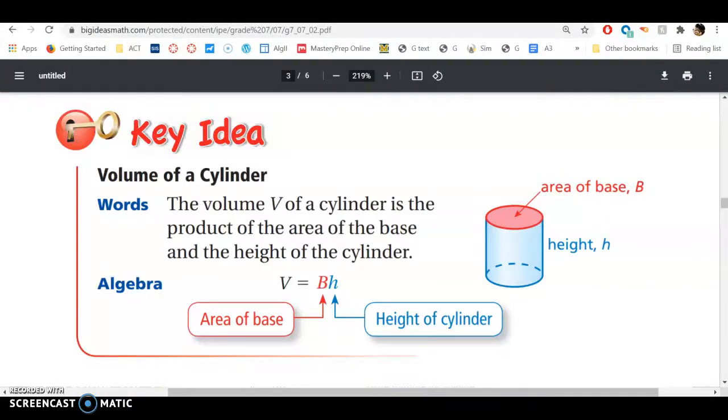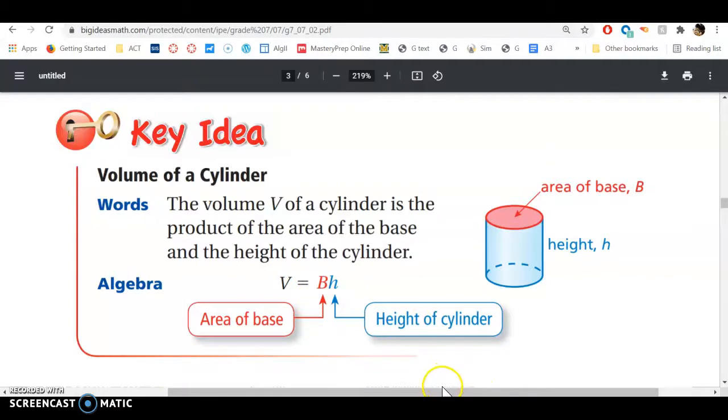Oh my goodness. We have volume of a cylinder today. Okay. So copy this picture down and the definition. Oh my goodness, look. The volume equation is still the same. Volume is area of the base times the height of the cylinder.